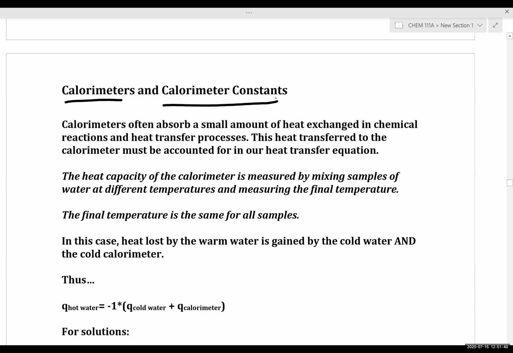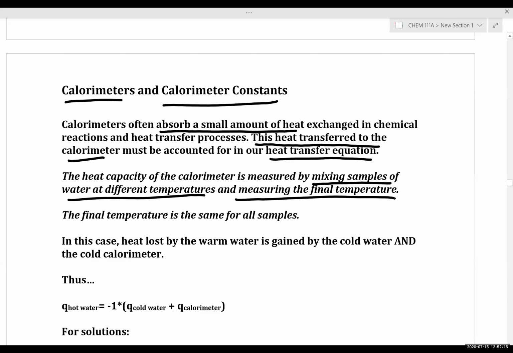and calorimeter constants. Well, calorimeters themselves often absorb a small amount of heat exchanged in the chemical reaction and heat transfer processes. This heat transferred to the calorimeter must be accounted for in our heat transfer equation. Now, in order to get a sense of how much heat your calorimeter is absorbing or releasing, we measure this by mixing samples of water at different temperatures and measuring the final temperature of our mixture. The final temperature should be the same for all samples.